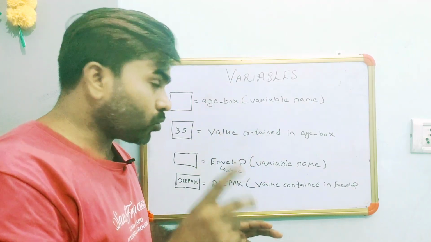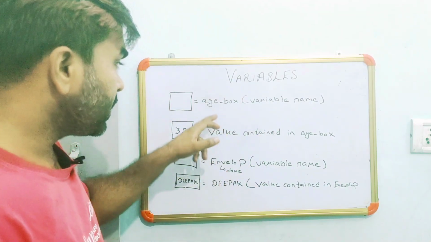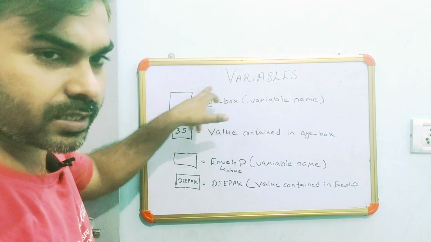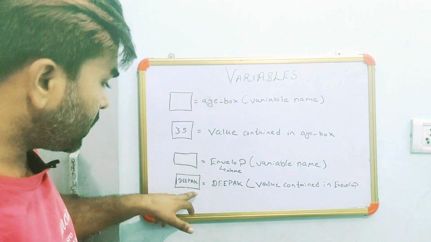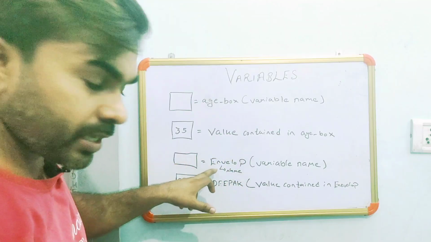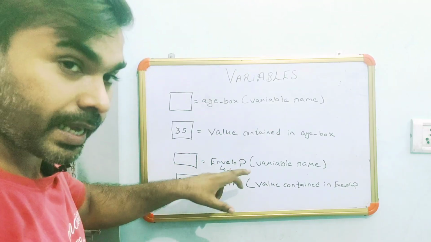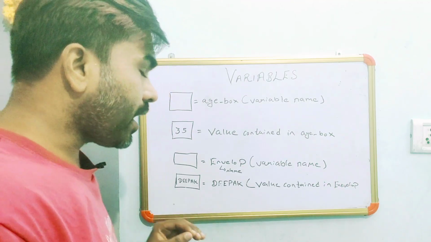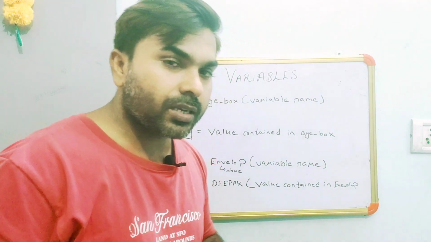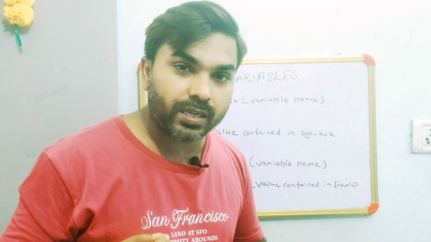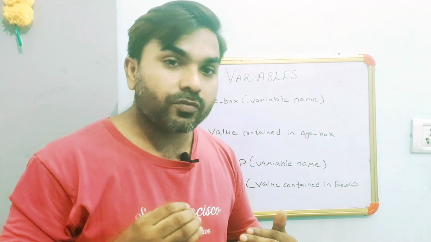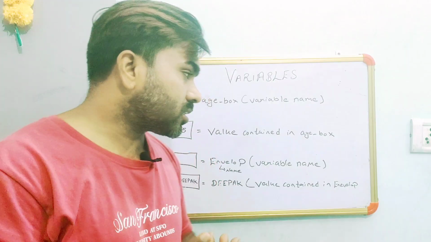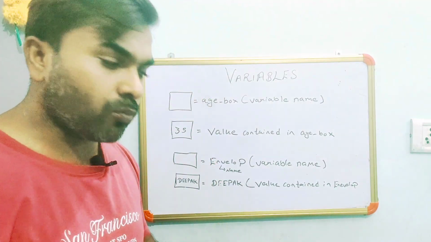So here are two variables we have made. Age box is the variable name, and 35 is the value kept inside this age box. The envelope is the variable name. Deepak is the value kept inside this envelope box. That's very simple. Why am I visualizing this? Because you know how the brain works. Brain is very good at memorizing visualization, photos and videos. So that's the reason I'm sharing this on the whiteboard, right?